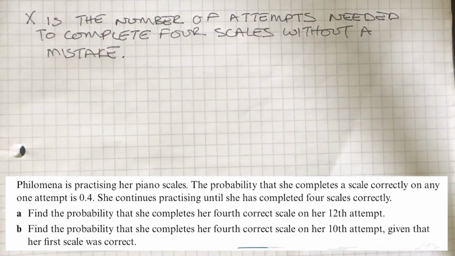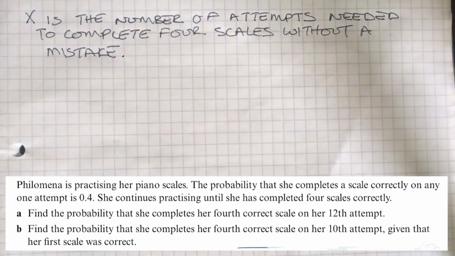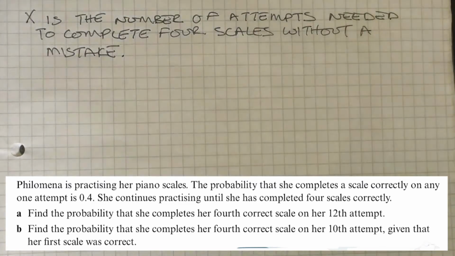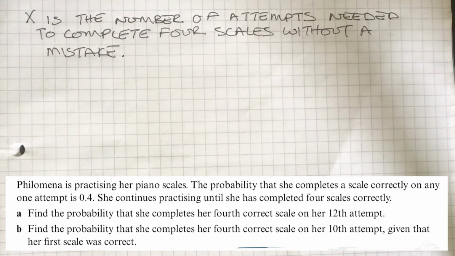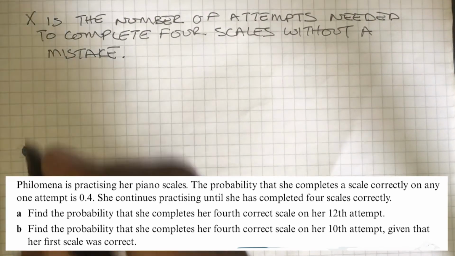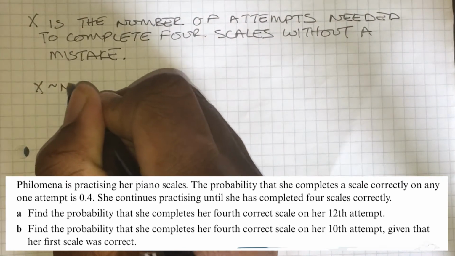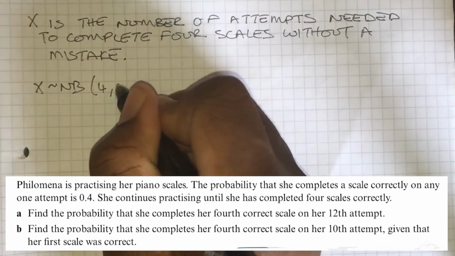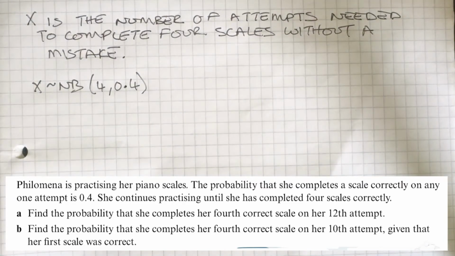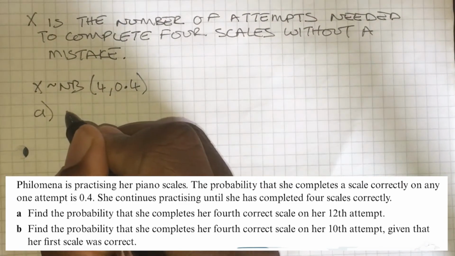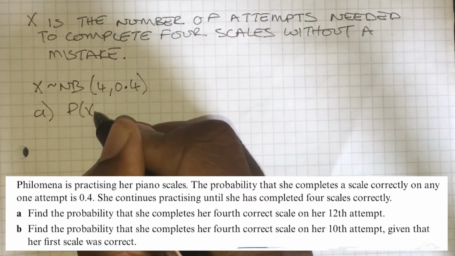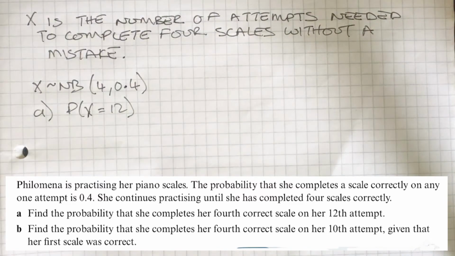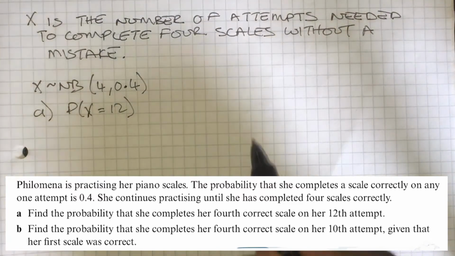So first we're being asked to find the probability that she completes her 4th correct scale on her 12th attempt. So let's start by actually defining the distribution. So x is going to follow a negative binomial distribution where we're looking for 4 successes, that's the fixed number of successes, and the probability of any individual success is 0.4. Okay, so in this first bit, we're actually looking for the probability that her 4th success happens on her 12th attempt. So the probability that x equals 12.